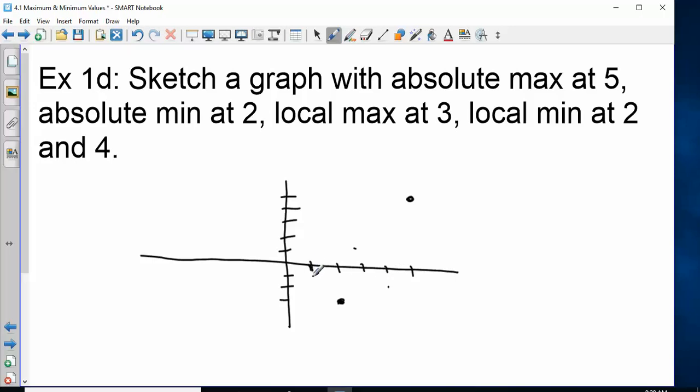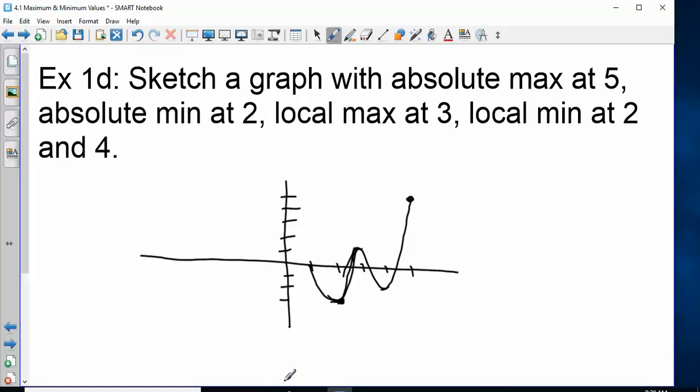So something like this. Okay, there's my absolute min. I need a local max at 3, so we've got to come up and hit our 3. I need another local min at 4, so we have to come back down, hit our 4. And I want my highest point at 5. Since it's not a local, it could be the endpoint. So something like this would work. Not the only correct answer, but one of them.